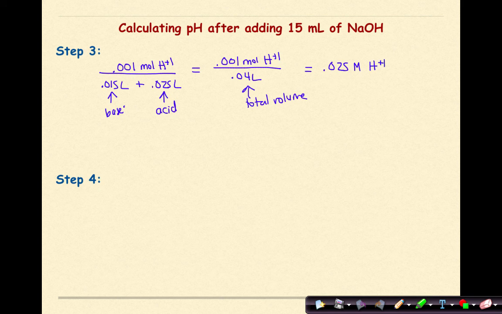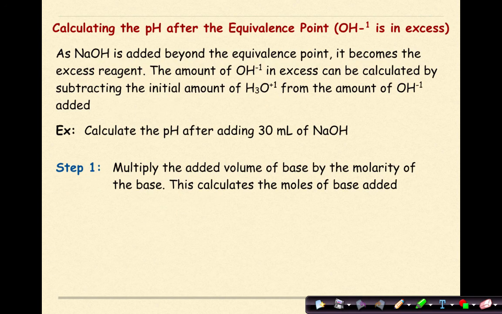My final step is to take that molarity of hydrogen ions and see how it translates into a pH. pH is equal to the negative log of my hydrogen ions, negative log of 0.025 molar. And when I work this out, my new pH is now 1.6. So as I add this base over time, my pH is slowly increasing until we reach the equivalence point, which in this case, for a strong acid, strong base situation, the equivalence point is going to be at a pH of 7.